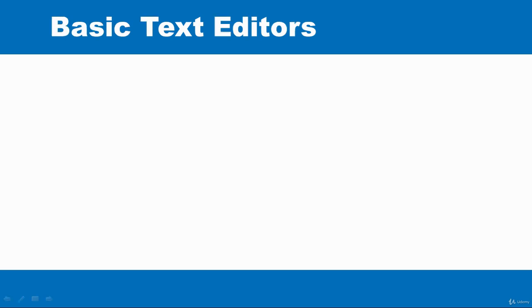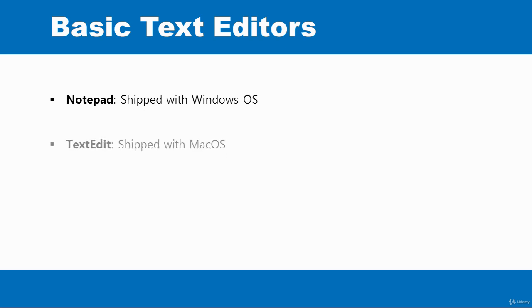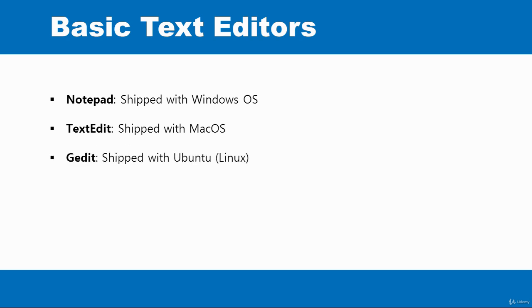Let's take a look at some basic text editors shipped with their various operating systems. So we've got Notepad, which is shipped with the Windows operating system. We've got TextEdit, which is shipped with Mac OS, and we've got Gedit, which is shipped with Ubuntu, which is a variant of the Linux operating system.